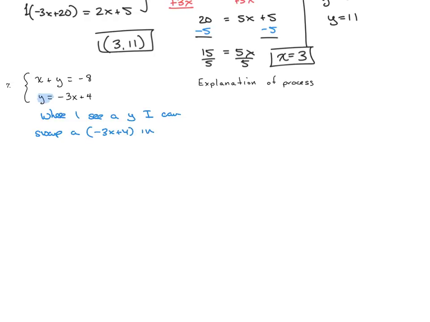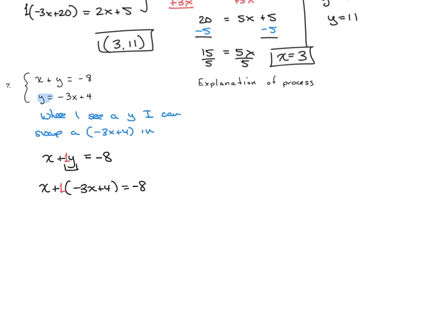So what you do is you go to the other equation and you write it down. The equation is x plus y equals -8. And wherever I see a y, I'm going to swap that y out for a -3x plus 4. So I get x plus, in parentheses, -3x plus 4 equals -8. And yes, it's important. I do need to put the parentheses, and there's a plus, and I want you to understand something very important: there was a 1y there, so there is a 1 in front of it.